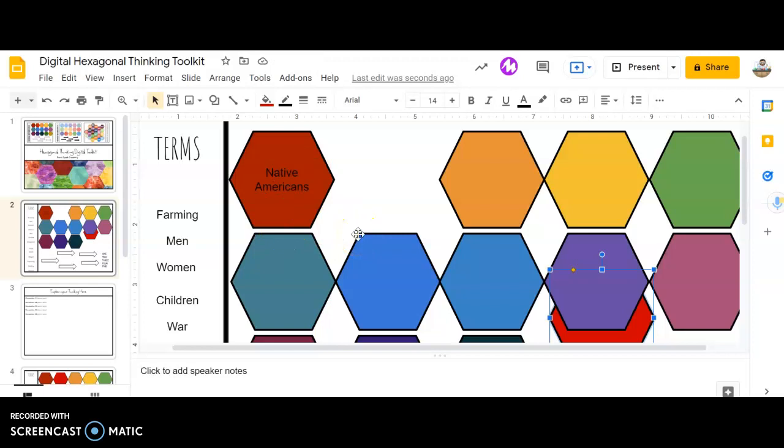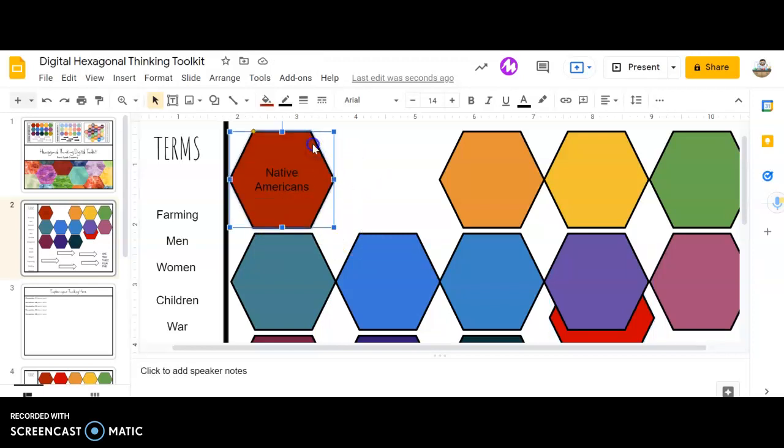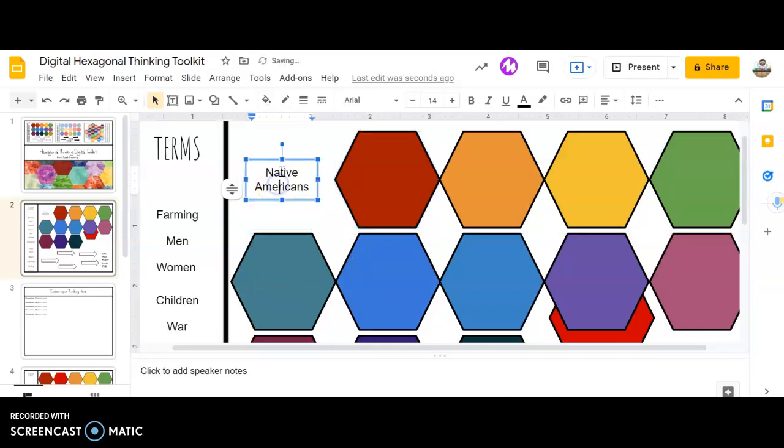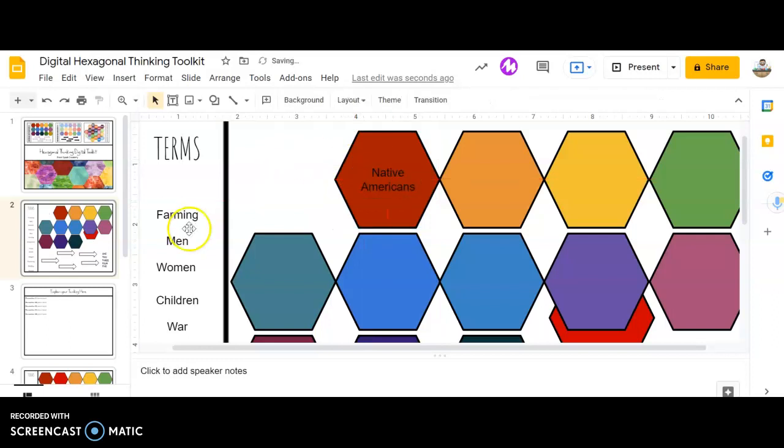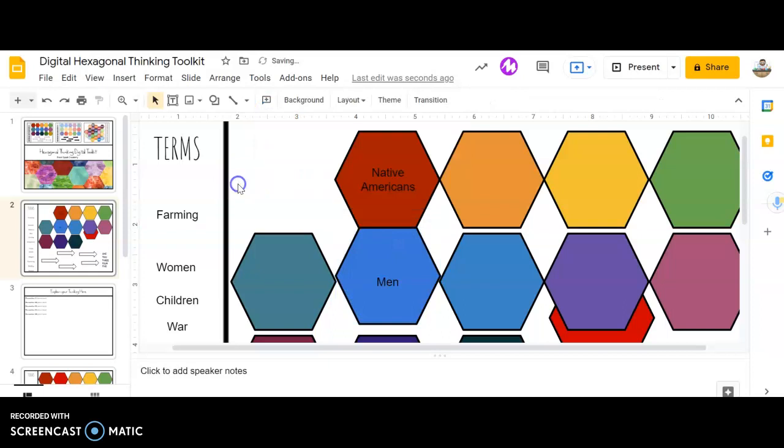You need to connect things to this. I'm going to take my Native Americans and move it over here, because I know that when I talk about Native Americans, obviously there were men. I'm going to put the men down here, and drag that up just so they touch each other. You can notice these 2 sides touch each other because I know that they were connected with each other.